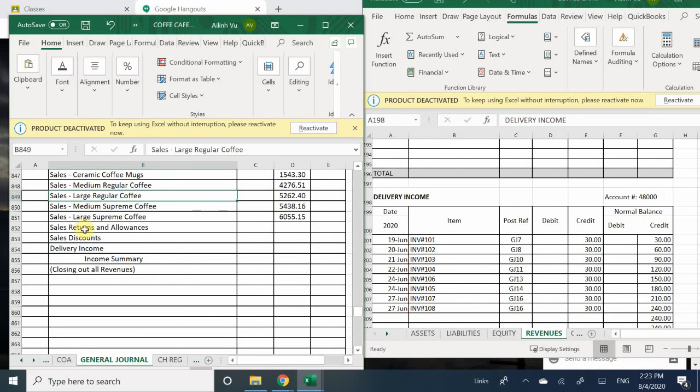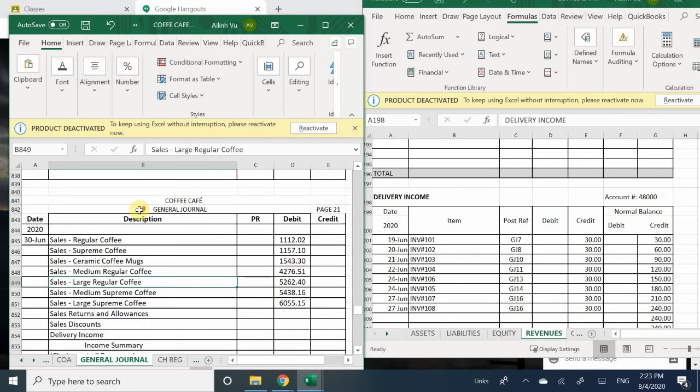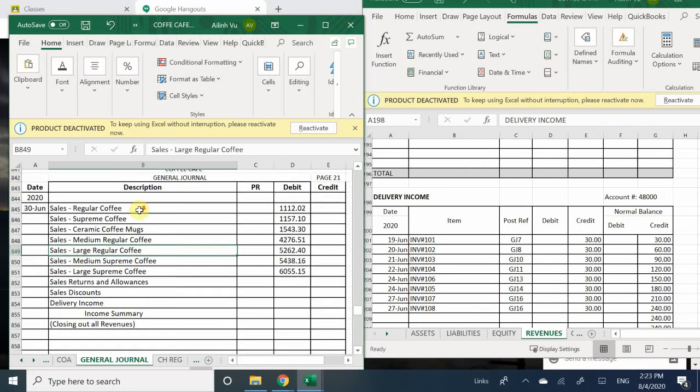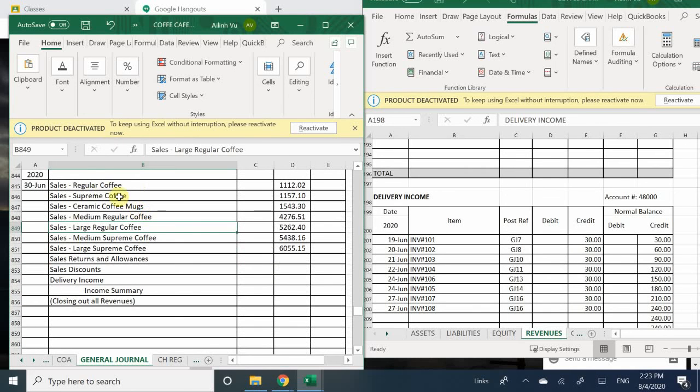So how do you close out an account? How do you zero out an account? If you do the opposite: if it's a debit, then you do a credit. Exactly. So here is an example. My sales normally have a credit balance, so in order to zero it out, I'm going to debit all my sales.